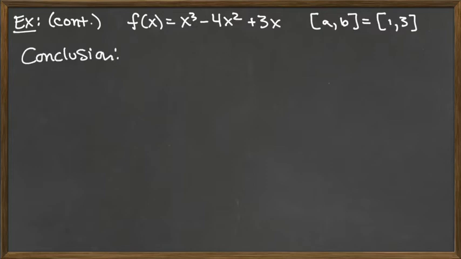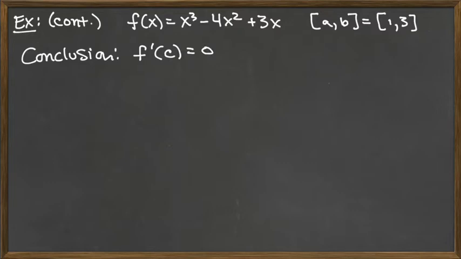So our conclusion here is we're looking for a particular c. And that c has to be between 1 and 3. We've got to keep that in mind. But we've also got to algebraically be able to solve for it. And here we have that we needed f prime of c equal to 0.